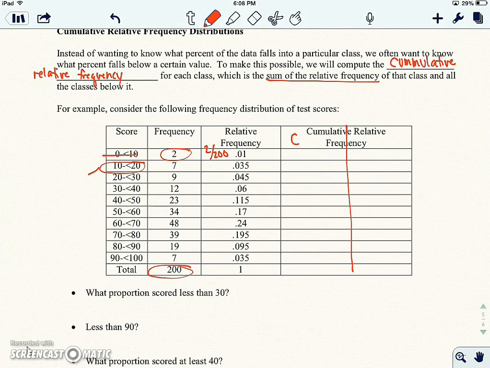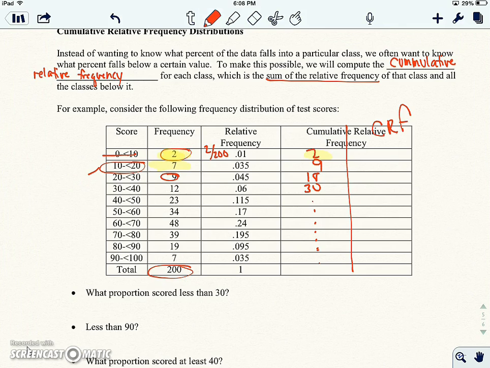So here's the cumulative. That would be 2, because there are only 2 up to here. And then the next one would be 2 plus 7, or 9. And then the next one would be 9 plus another 9. And we would have 18, 30, and so on. Okay?